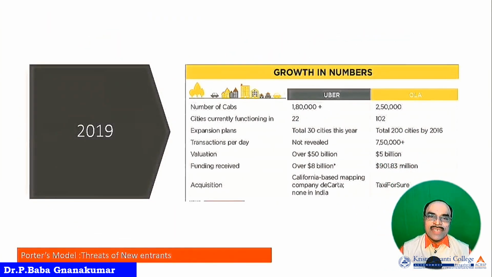Once it started growing, you might have seen that Uber also gave tough competition. There was a threat from Uber. However, Uber at that time was functioning in 22 cities, whereas Ola was functioning in 102 cities. That was the nice thing. Of course, a number of accusations happened. Even Bhavesh Agarwal accused the taxi company.